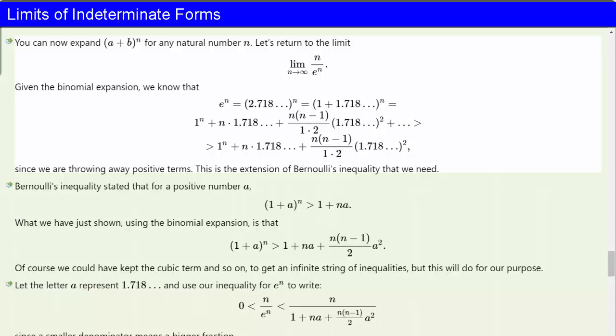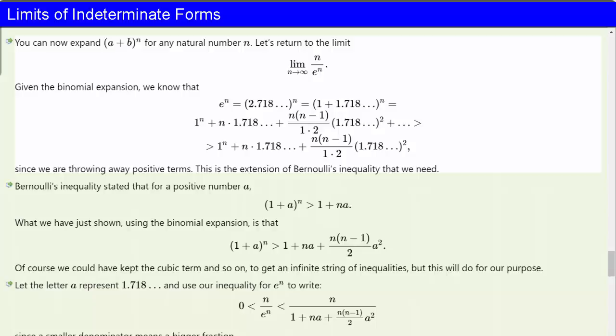Given the binomial expansion, we know that e to the power n is 2.718... raised to the nth power. And that's 1 plus 1.718... raised to the nth power. And that's a plus b to the nth, with a equal to 1 and b equal to that decimal expansion. And so you get 1 to the nth plus n times 1.718 and so on, plus the next binomial coefficient, which is n times n minus 1 over 2 factorial, times that 1.718 thing squared, and so on.